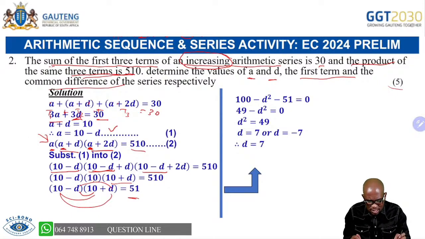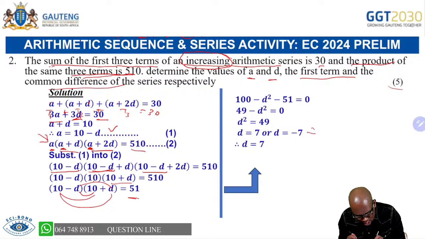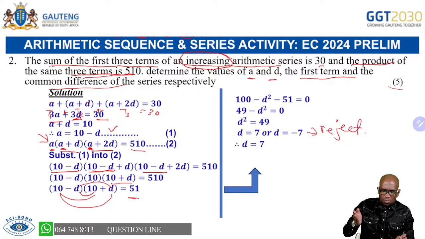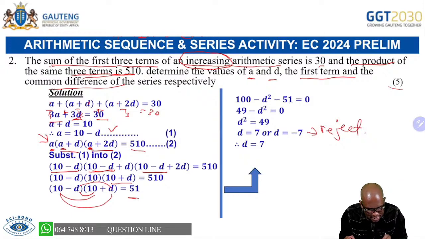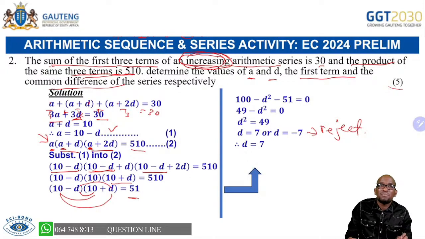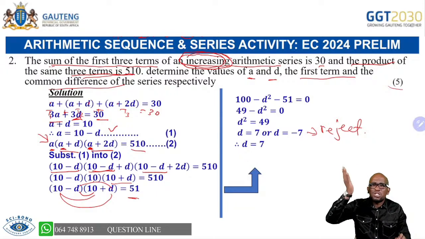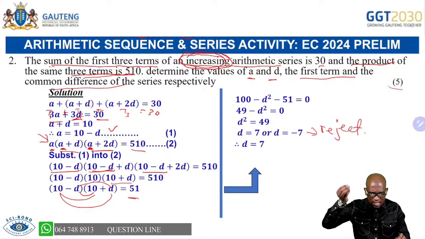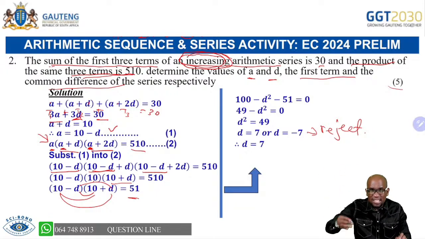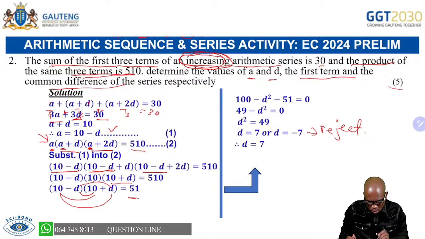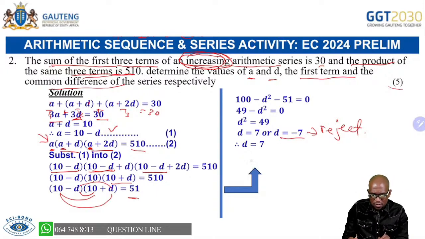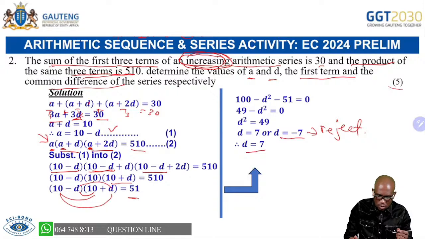Then we take that d is equal to 7. We reject this one. Why are we rejecting this one? We reject this because, remember, they said it's an increasing arithmetic sequence. So if you are adding negative 7, if you continuously subtract 7, the series now decreases instead of increasing. So that is why we reject this value. We only take d is equal to 7.